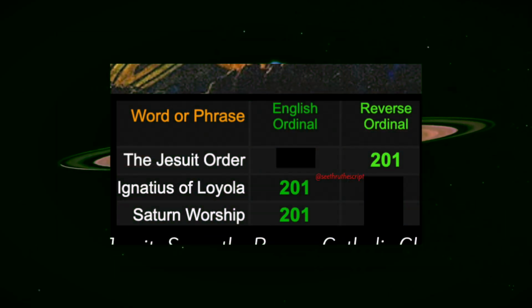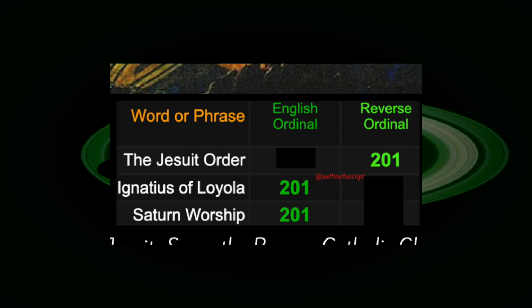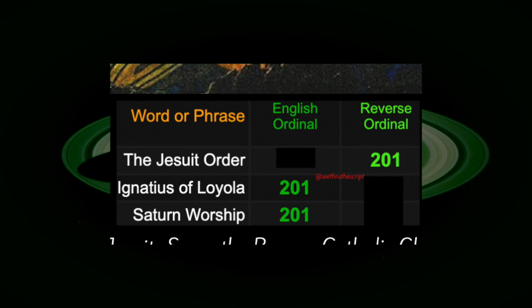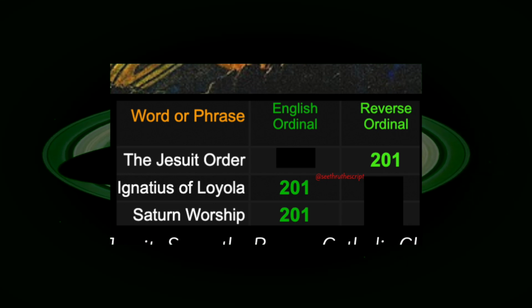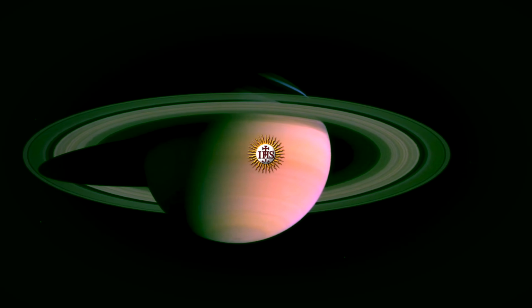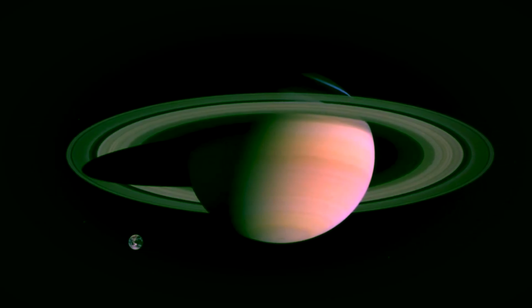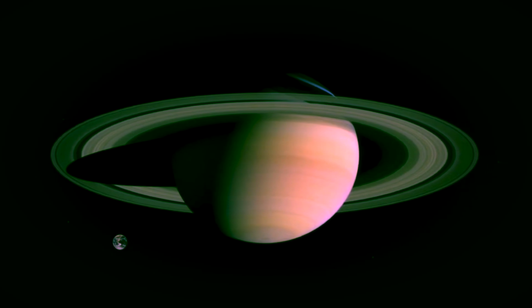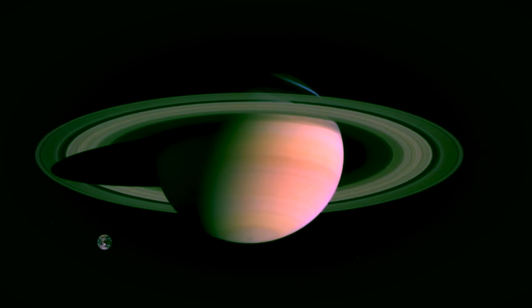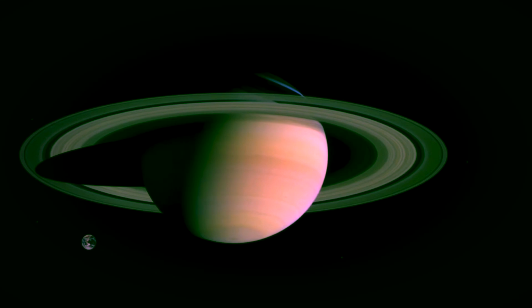Now, first I want to point out the Jesuit order equals 201, Ignatius of Loyola, the founder of the Jesuit order, equals 201, and Saturn worship equals 201. The Jesuits serve the Roman Catholic Church. The Romans believe in the god of Saturn, which is the god of time and chaos.